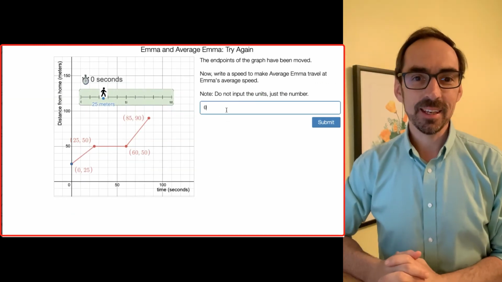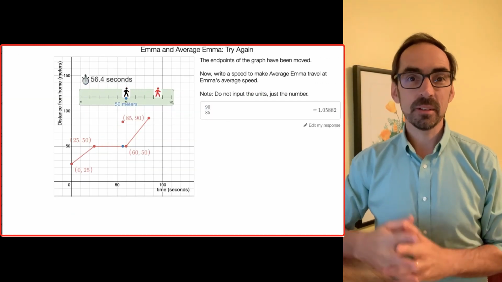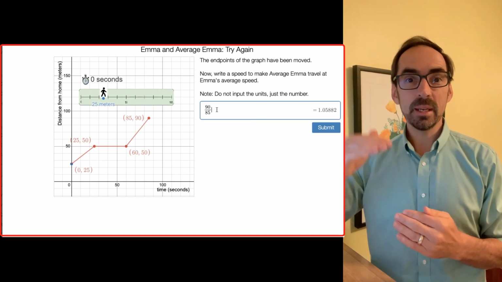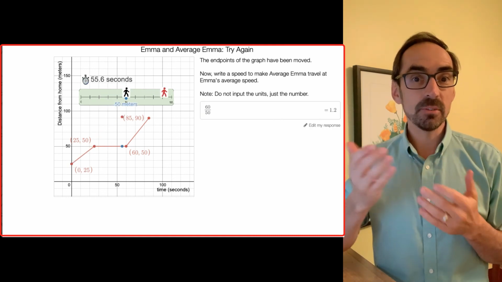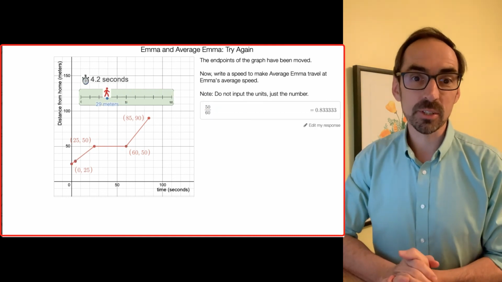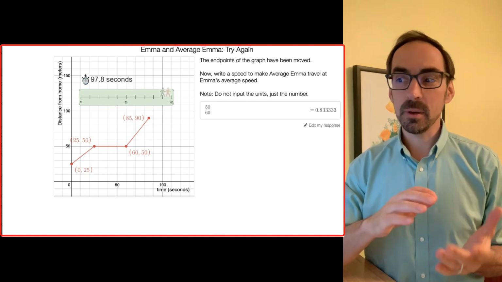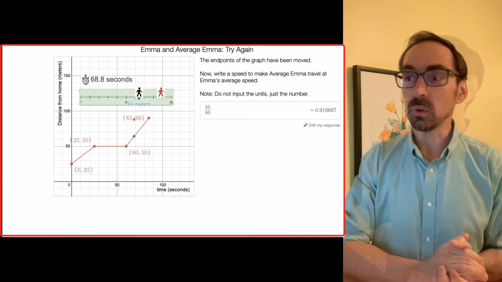Next, on slide 8, students are going to generalize the relationship that they found in the first part of the activity. Now, however, the y-intercept has been shifted. So students are going to calculate the average rate of change, or the speed of average Emma. However, they need to account for the fact that Emma is not starting at 0, 0. In fact, she's starting at 0, 25.